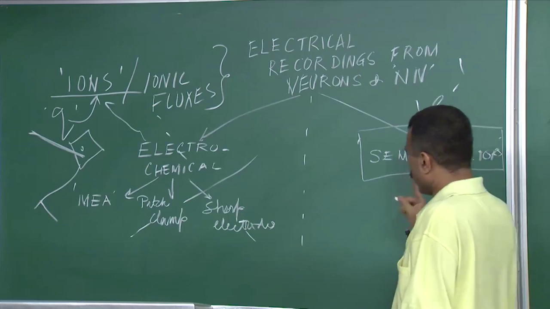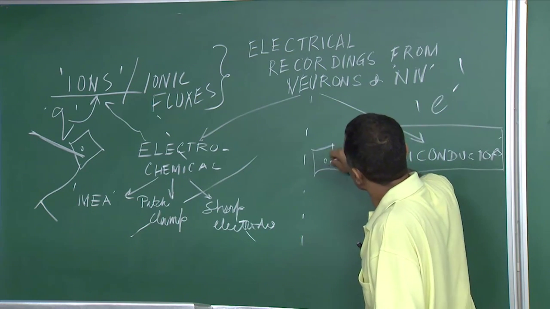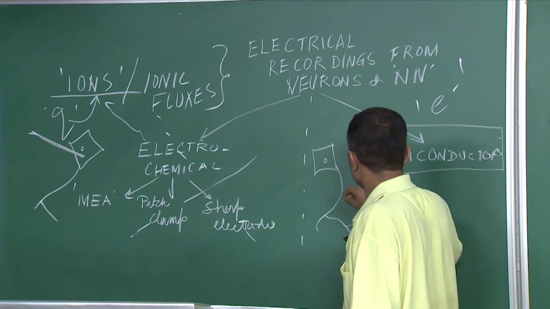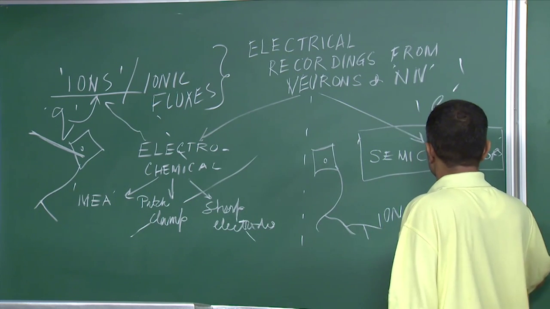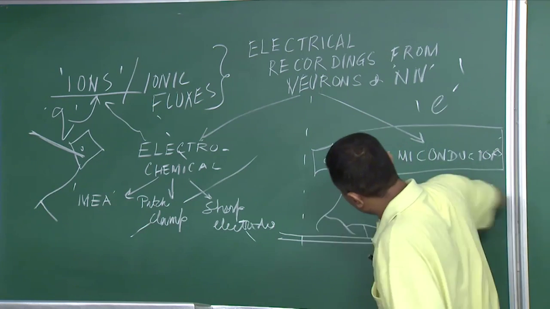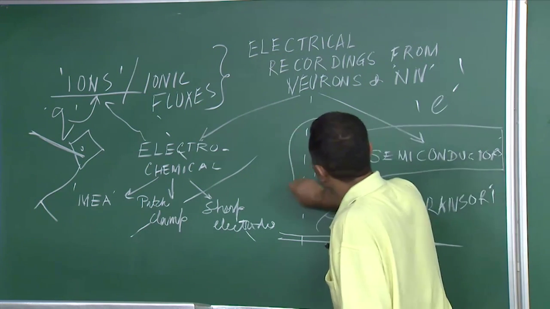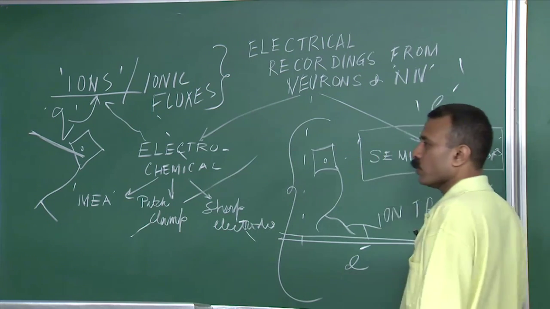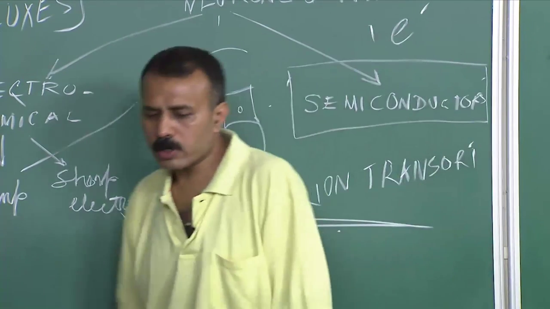So, now the interfacing is like this. You have the neuron, which is functioning as ion transport or ionic flux, and you have a detector which involves electron transport. So, you are marrying two different branches. One is the ionic transport, and you are detecting using an electronic device. So, coming to the slide.